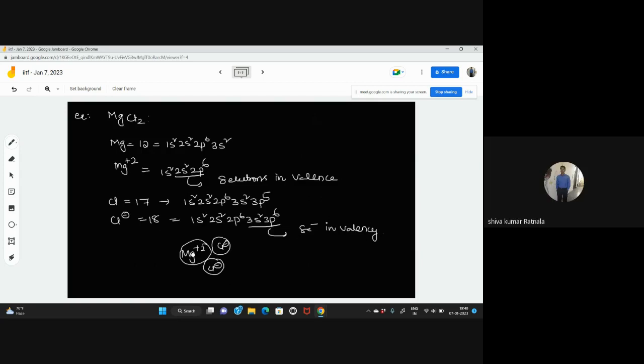So that's why we can clearly say that this ionic bond is non-directional in nature. Right? Non-directional in nature, because that attraction can be in any direction. Yes, sir. So that's why we can say this.